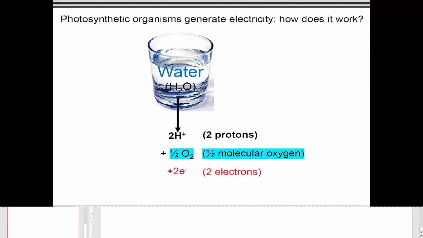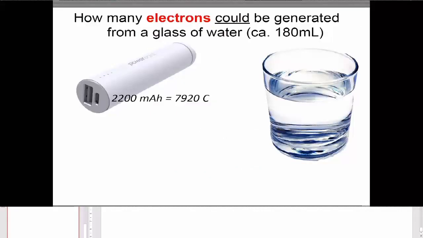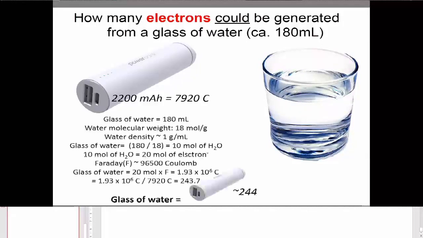To prove it to you, the little device that was given to us today is carrying about 2,200 milliamp hours. In a glass of water, more or less this size, carrying 180 ml of water, there would actually be enough electrons for charging about 240 of those. Of course, this is in principle, because in water, electrons are nicely stable, so taking those electrons out of water is not very simple.